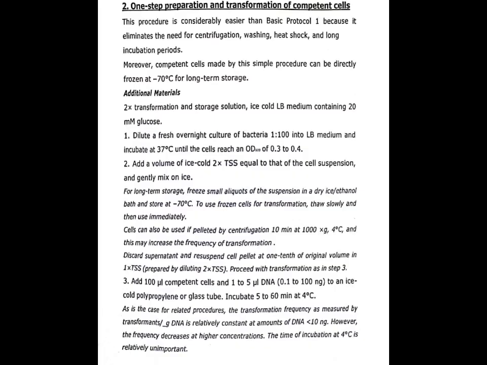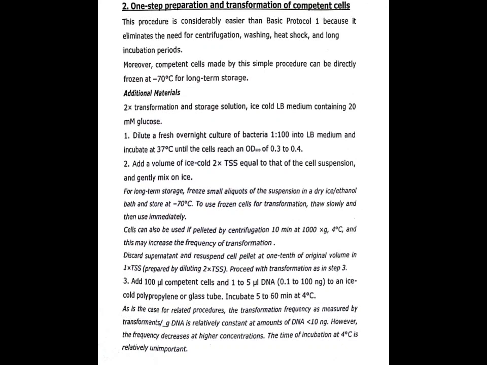Procedure 2. One-step preparation and transformation of competent cells. This procedure is considerably easier than Basic Protocol 1 because it eliminates the need for centrifugation, washing, heat shock, and a long incubation period. Moreover, competent cells made by this simple procedure can be directly frozen at minus 70 degrees Celsius for long-term storage. Additional materials: 2x transformation storage solution, ice-cold LB medium containing 20 mM glucose.